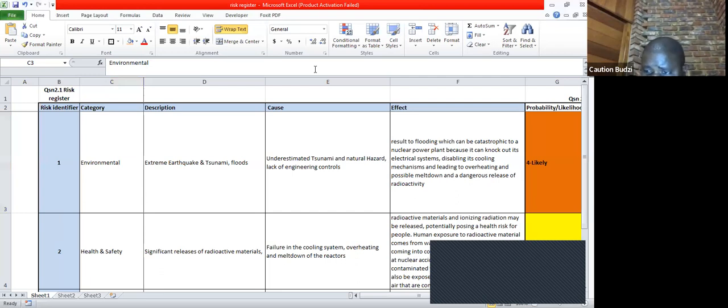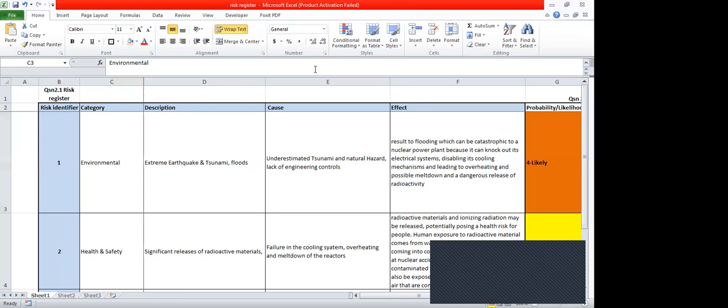We also have what is called a risk impact scale. The risk impact is the process of assessing the probable consequence of a risk event if it is realized.